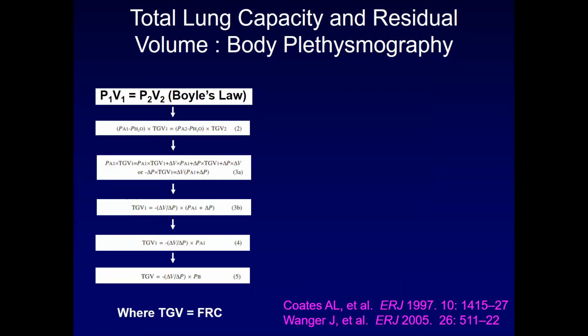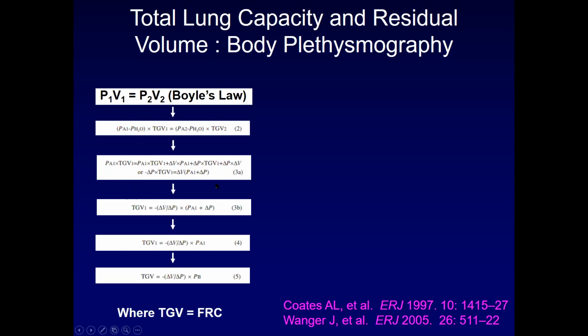Let's go through a little bit of math here, and I'll try not to bore you too much. If you remember back to high school chemistry, the pressure at time 1 times the volume at time 1 is equivalent to the pressure at time 2 times the volume at time 2. That's Boyle's law. So in this circumstance we take the alveolar pressure at time 1 minus water pressure, multiplied by the thoracic gas volume at time 1. This is the number we're interested in calculating. Then we also measure the alveolar pressure at time 2 minus the pressure of water, times the thoracic gas volume at time 2.